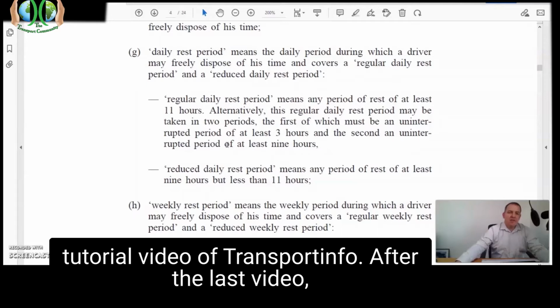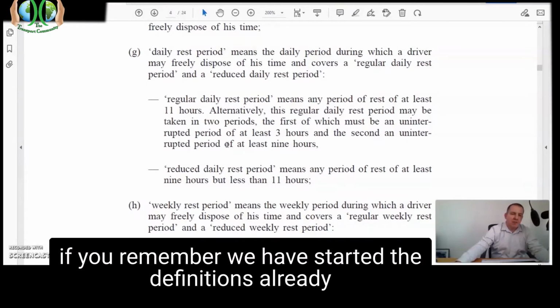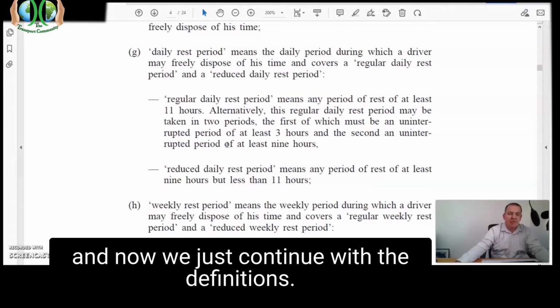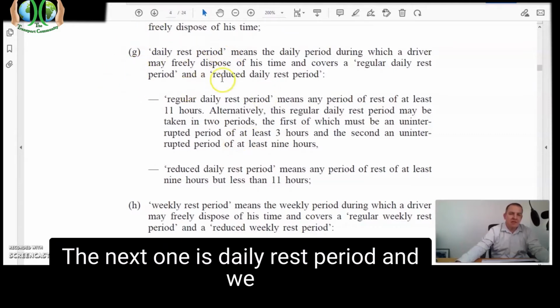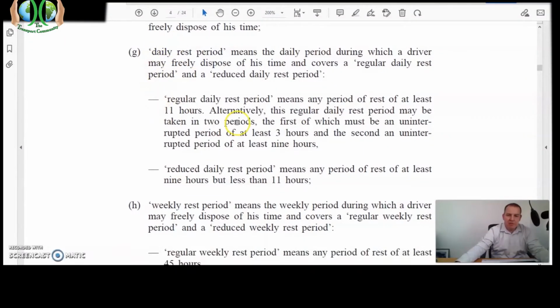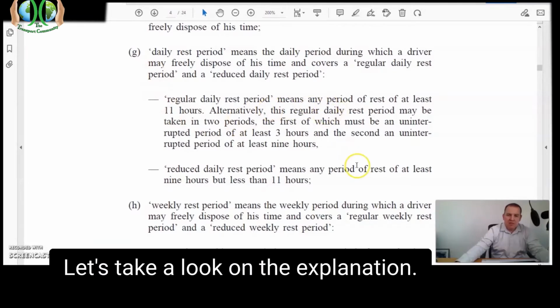After the last video, if you remember, we have started the definitions already, and now we just continue with the definitions. The next one is daily rest period, and we have three different kinds of daily rest period. Let's take a look at the explanation.